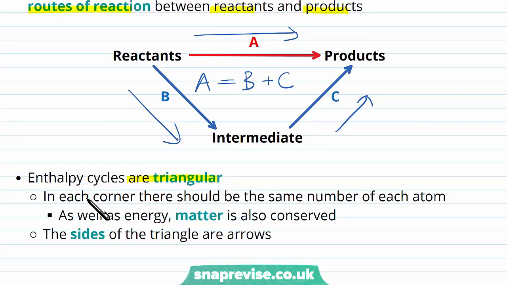As we can see, our enthalpy cycles are triangular. In each corner, there should be the same number of each atom. As well as energy, matter is also conserved, so we'll have the same number of each atom in our reactants, our intermediates, and our products. The sides of our triangle are arrows, and they show the direction of the reaction. So let's have a look at some examples of enthalpy cycles to understand what exactly is going on.